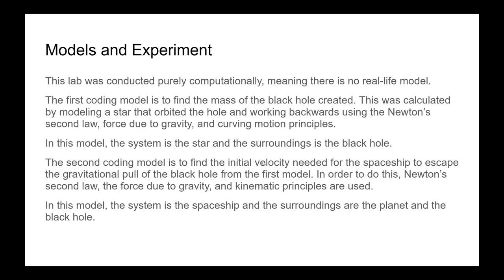The second coding model is to find the initial velocity needed for the spaceship to escape the gravitational pull of the black hole from the first model. In order to do this, Newton's second law, the force due to gravity, and kinematics principles are used. In this model, the system is the spaceship and the surroundings are the planet and the black hole.